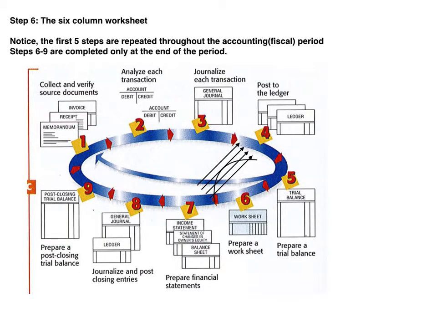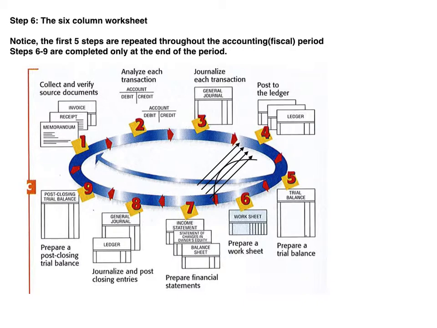Alright, what we want to do next is look at step 6 in the accounting cycle. Step 6 is preparing a 6-column worksheet. Now I have here on the screen a review of all of the steps. Notice the first 5 steps that we've discussed so far are all repeated over and over throughout the accounting or fiscal period. Whereas step 6, which we will discuss today, and also 7, 8, and 9, only occur at the end of the period.